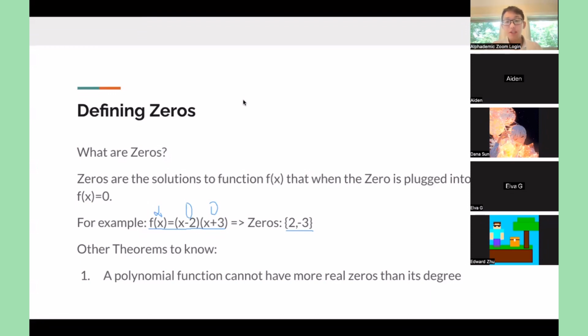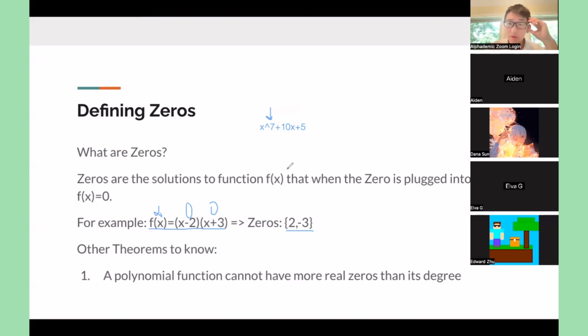A polynomial function can have no more zeros than its degree. So what that means is, if you have something like, I'm just making this up, x to the 7th plus 10x plus 5 or something like that. There's probably a lot more numbers in the polynomial, but as you can see, the highest degree is 7. So the number of zeros that you have for this equation can be no more than 7.